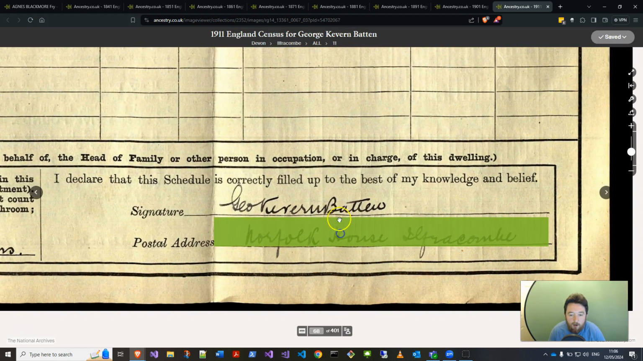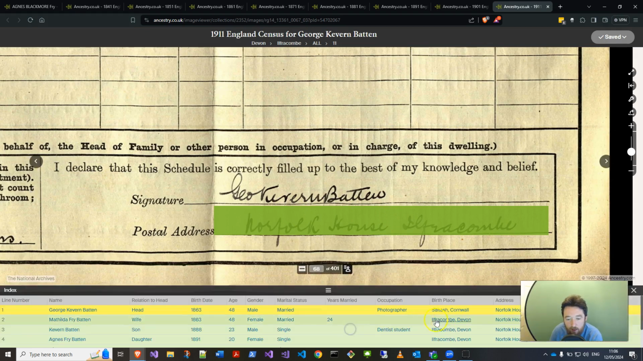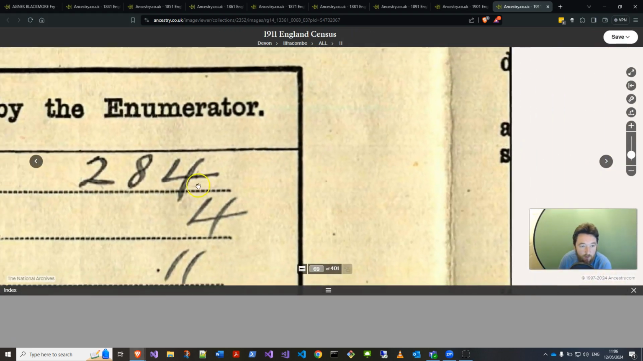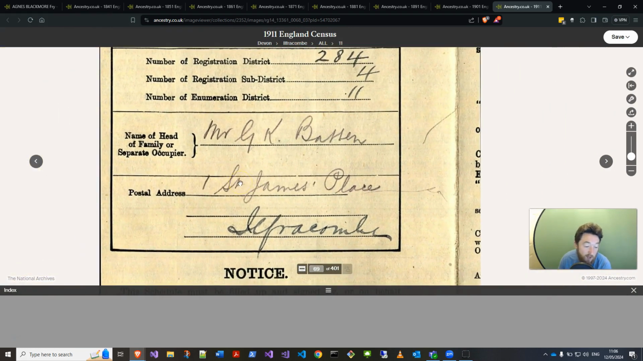And down here, I can't get rid of it. It can't take the green off, but it is the postal address. One thing to note on this, in this return, it says Norfolk House, Ilfracombe. If I look at the actual address down here, you see Norfolk House, 1 St James's Place. So that may be useful, because if you go over to the cover, then you've got more of the modern day postal address without the name of the house. So it seemed quite common for Victorians to have a house name, maybe even more important than a number. And we've got 1 St James's Place.